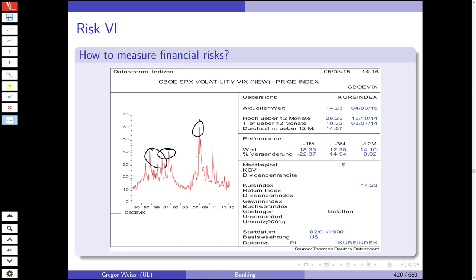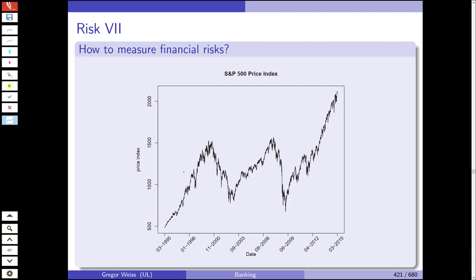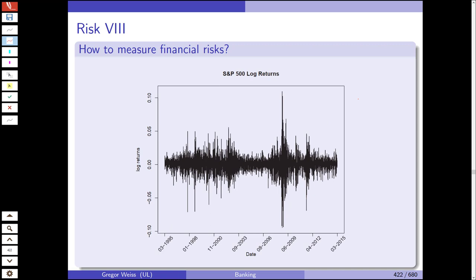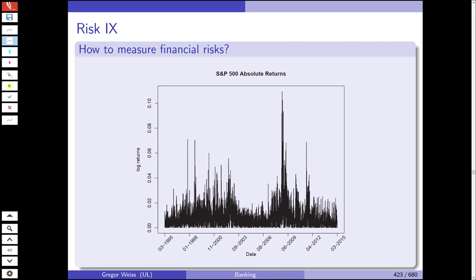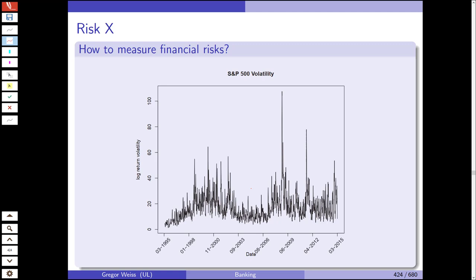But this is just one index, one investment, and there are numerous ways of measuring risk. For example, again, looking at prices, they go up and down. You can take the log returns, the continuously compounded log returns. They are less and more volatile. So this could be a way of measuring risk. We can have a look at the absolute returns. This looks pretty much like the volatility. We can immediately concentrate on the volatility.